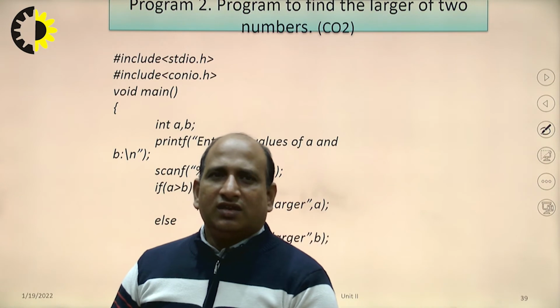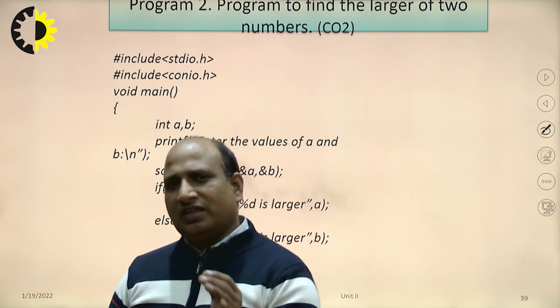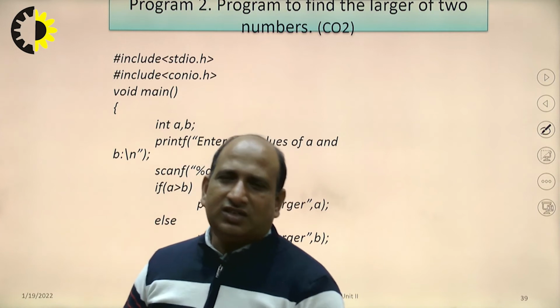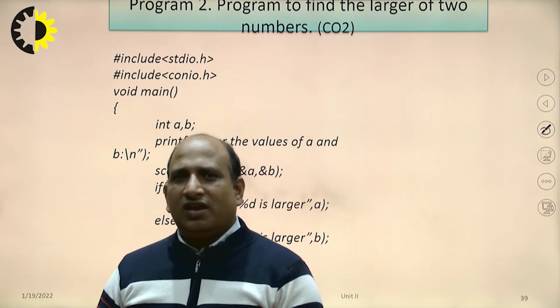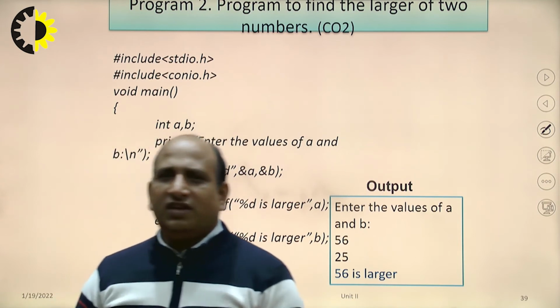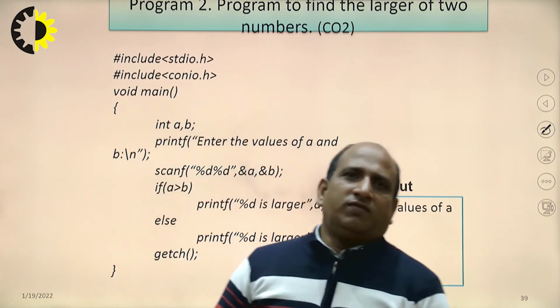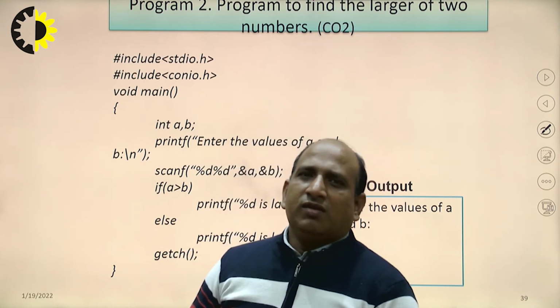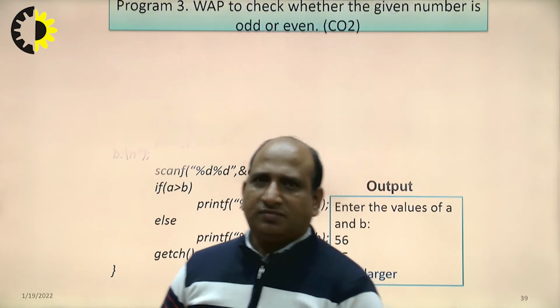Else, if that condition a greater than b is false, it means b is greater. So in the else part we just write that b is larger. If we take the input of a as 56 and b as 25, the result will be 56 is larger.